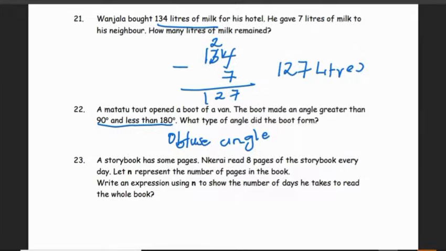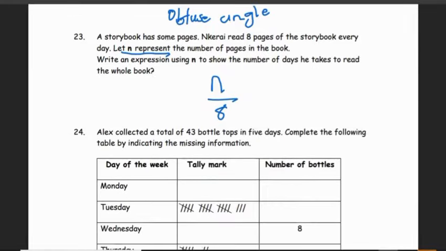Okay, 2 more questions to go. A storybook has some pages. Nkirai read 8 pages of the storybook every day. Let n represent the number of pages in the book. Write an expression using n to show the number of days he takes to read the whole book. Okay, in total, we have n pages in the book, and each day, Nkirai reads 8 pages. So it is going to take her n over 8 days to finish reading the book.